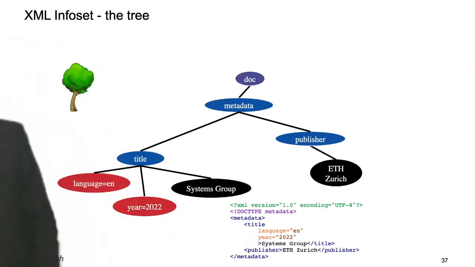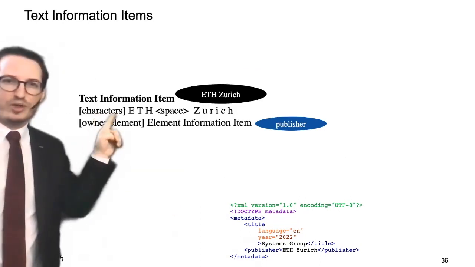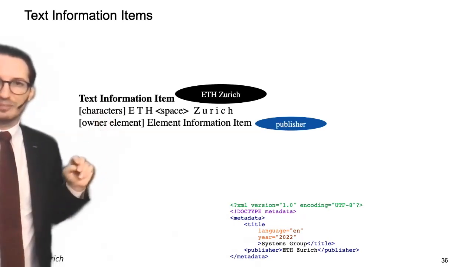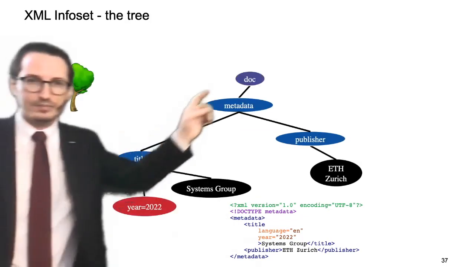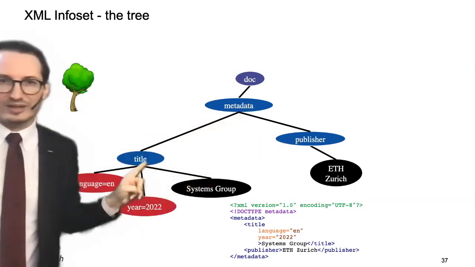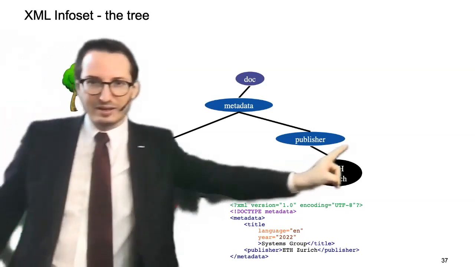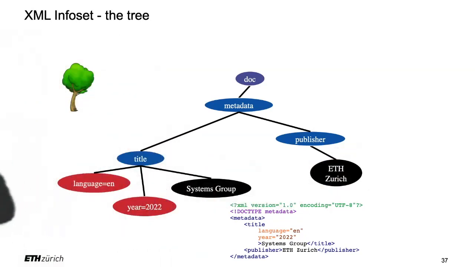Okay, and now I'm just assembling the whole thing because the pointers are implicit with children and owner element and parent, but this is what you get. The document information item, metadata, publisher and title as children. Then you have the two attributes right there, some text, and here again, some text. For whom is that clear?